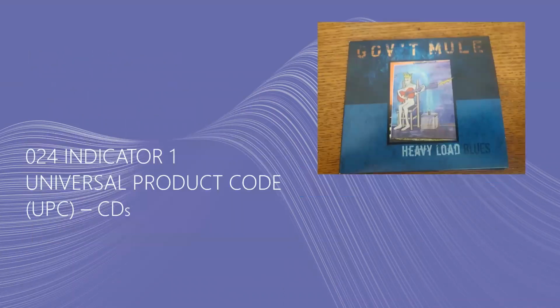024 indicator 1 is the universal product code. And here's the CDs portion. Almost everyone's probably seen a UPC before. Here, using one of my favorite musical groups, Gov't Mule's new album, Heavy Load Blues, as an example, shameless plug, we can find the UPC on the back cover of the item.